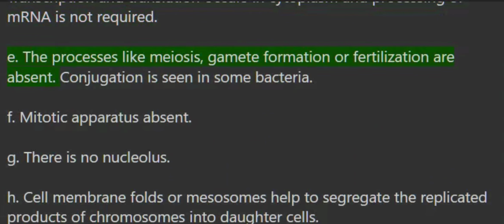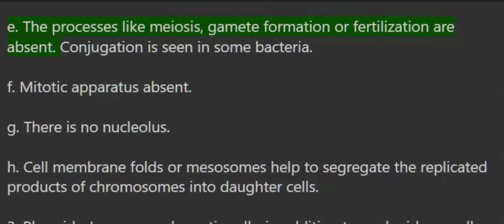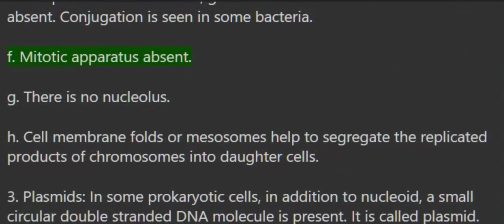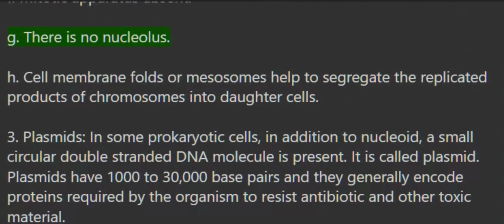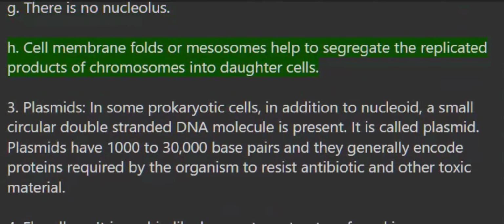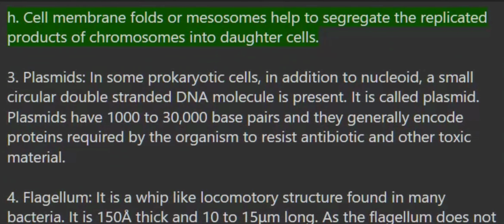E. The processes like meiosis, gamete formation or fertilization are absent. Conjugation is seen in some bacteria. F. Mitotic apparatus is absent. G. There is no nucleolus. H. Cell membrane folds or mesosomes help to segregate the replicated products of chromosomes into daughter cells.